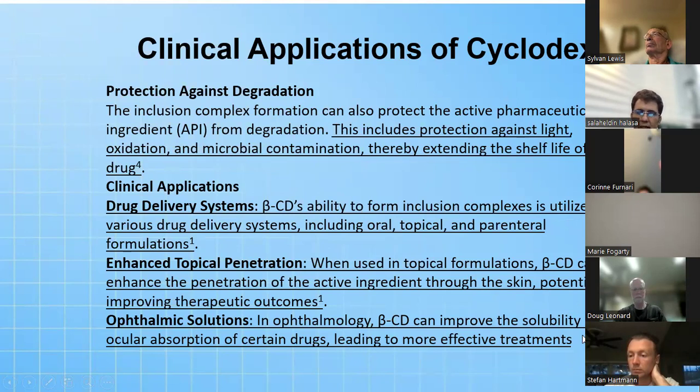And more importantly, the best thing about cyclodextrin is that it can be used for ophthalmic eye drops. And it's safe. So if you have a drug you want to put in eye drops, complexing it with cyclodextrin would help the drug enter the eye and reach the target. It will improve the solubility and ocular absorption of certain drugs. That's a good thing, right?